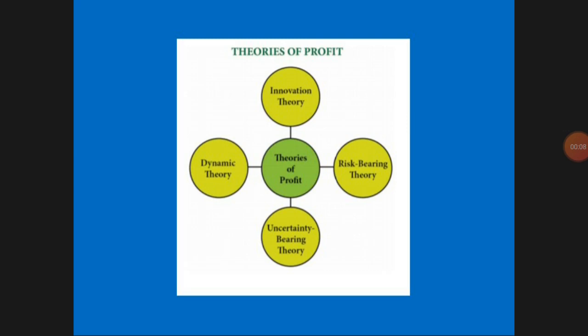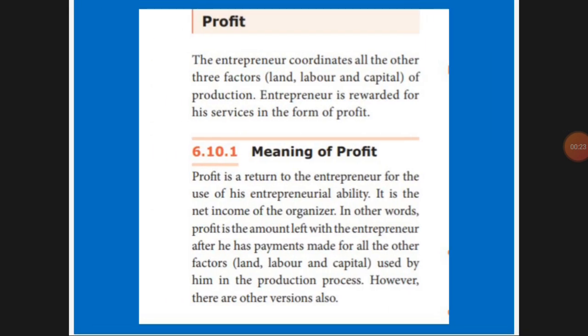The next topic is profit. In this topic, we can study the 4 types of profit theories given by various economists. First, we'll see what is the meaning of profit. Profit means the entrepreneur, the business owner, after paying all his expenses for the land, labor, capital, what is left over, the remaining amount, that is called profit.